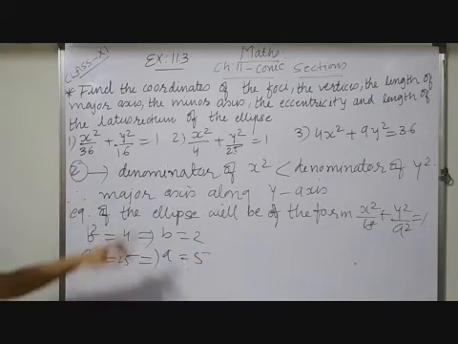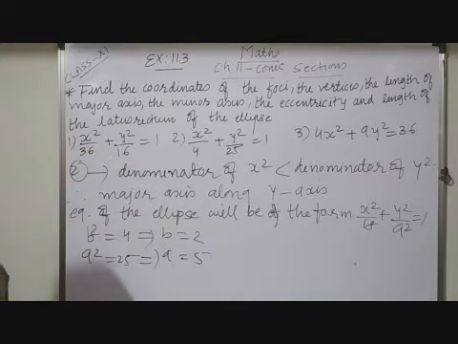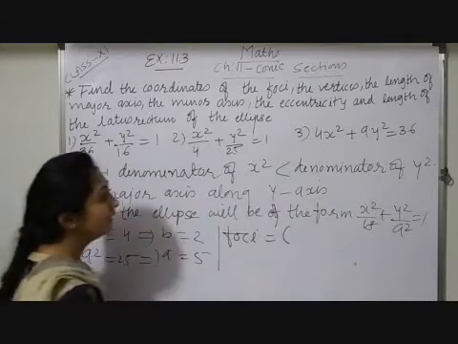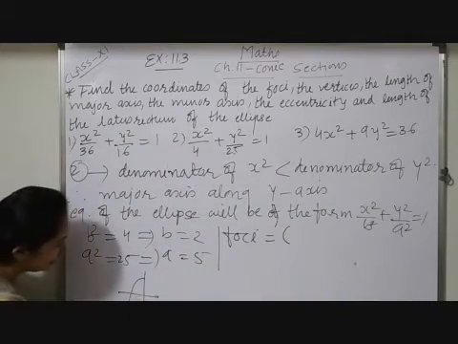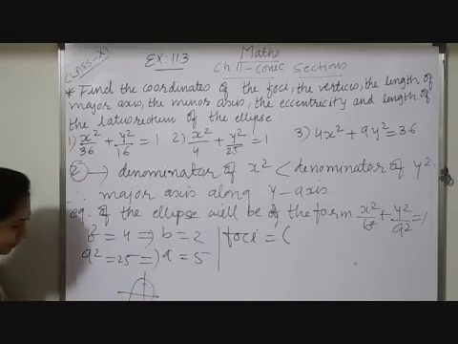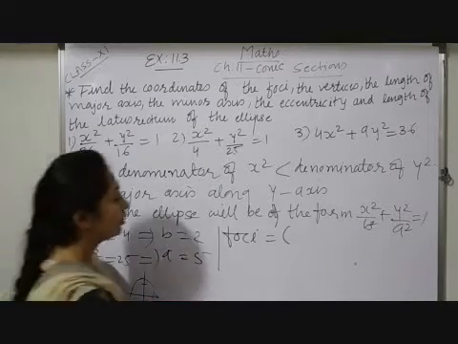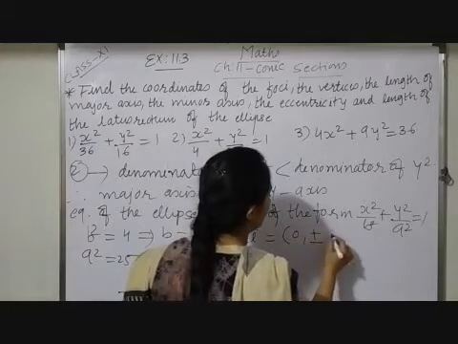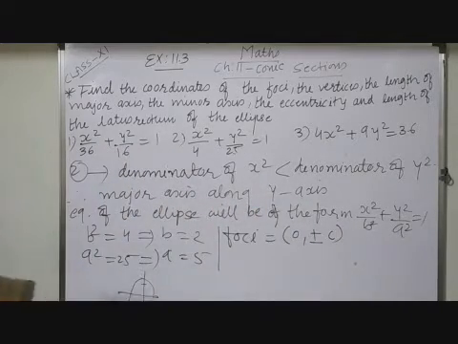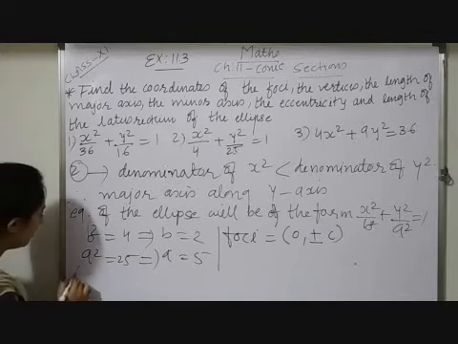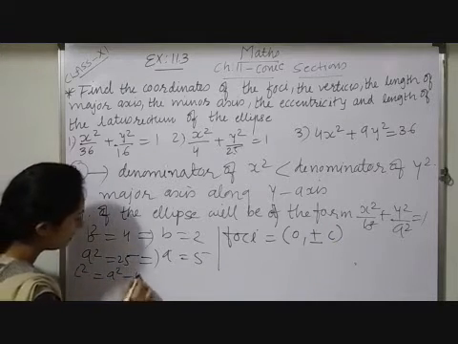Now after that we have to find out the coordinates of foci. Now see, your ellipse is like this here, so the points will be on the y-axis. So the x-coordinate is 0, and foci will be 0, comma, plus or minus c. But first we have to find the value of c. We know the formula, that is c square equals a square minus b square.